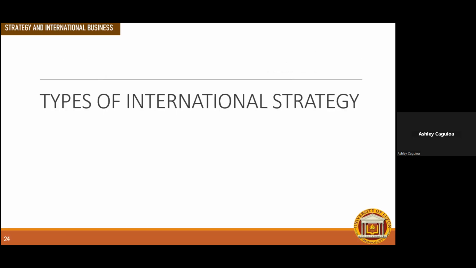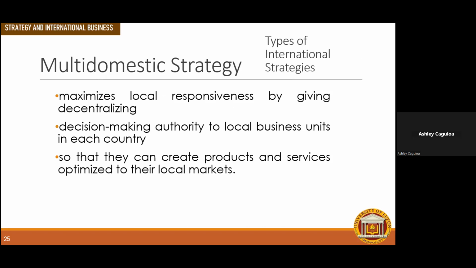So next we have types of international business. Multi-domestic strategy. Multi-domestic strategy maximizes local responsiveness by decentralizing decision-making authority to local business units in each country so that they can create products and services optimized to their local markets. Okay, that is multi-domestic strategy.